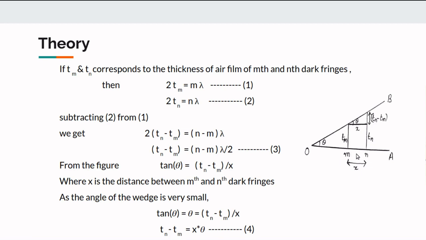The distance between the two fringes is equal to x. This is the angle of the wedge. Theta is known as the angle of the wedge. If you see the figure, this is a line and this is another line. These two are parallel lines. OB is a transversal. When these two are parallel lines and this is a transversal, this angle is equal to this angle. In case of parallel lines, we know that when a transversal cuts the two parallel lines, alternate angles are equal, as in our mathematics. Therefore, this angle is also equal to theta. These two are equal.